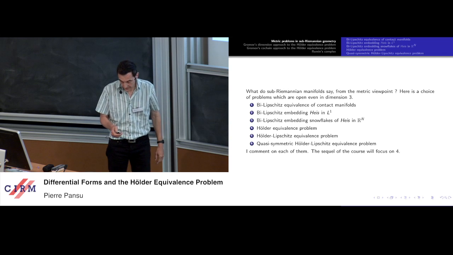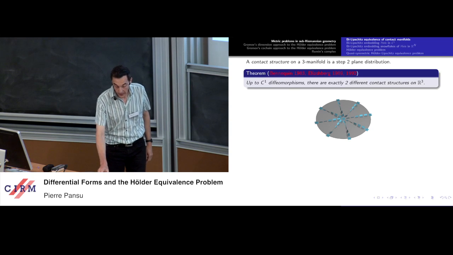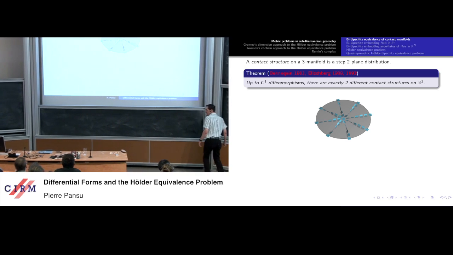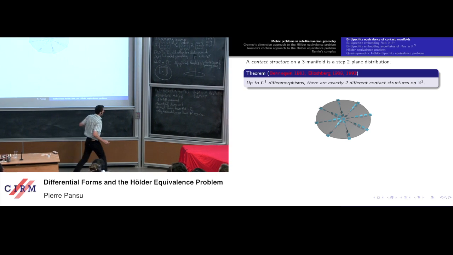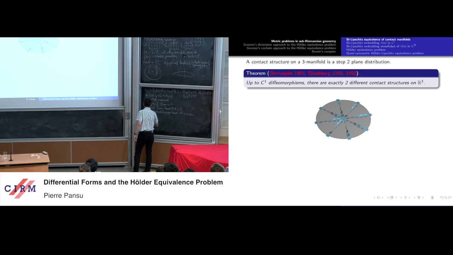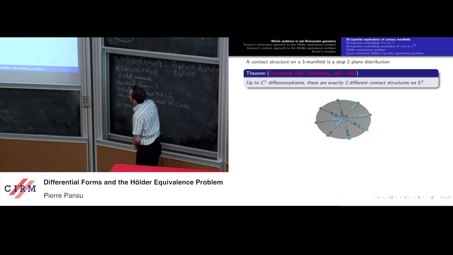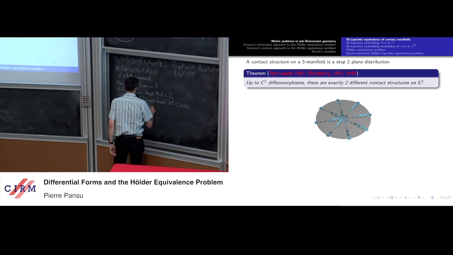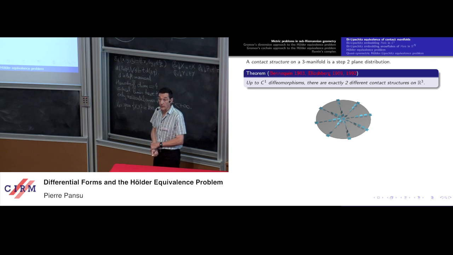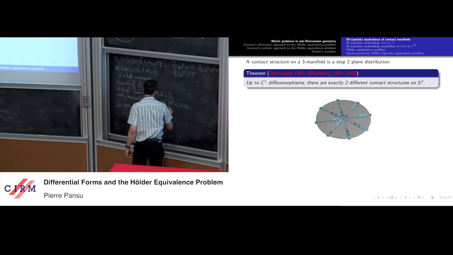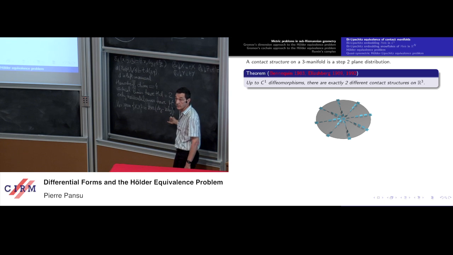So let's start with contact topology. I promised a picture of this plane field. So the planes that one sees there, this V1, is the plane generated by X and Y. So there is one such plane at each point, right? And one can alternatively view it pointwise as the kernel of a certain differential one-form, which in the coordinates I used is dz minus x dy. It's a left invariant form.